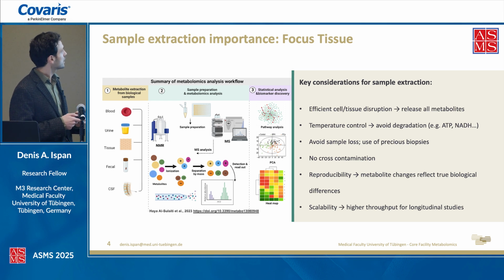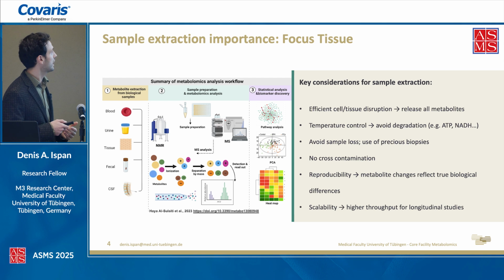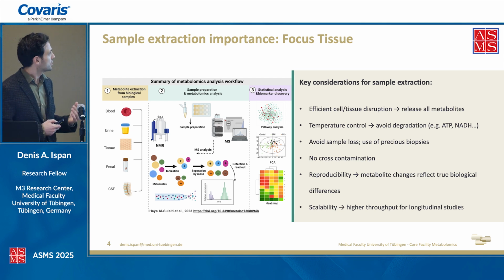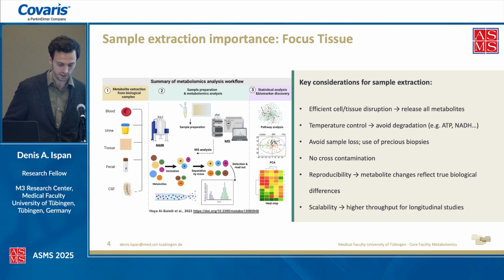What I want to highlight is that we are working with many different sample types. We have urine, for example, or plasma, which are more straightforward to extract, as metabolites are more accessible. But on the other hand, we have tissues and cells with stronger membranes, like organoids and bacterial cells, that are more complex.